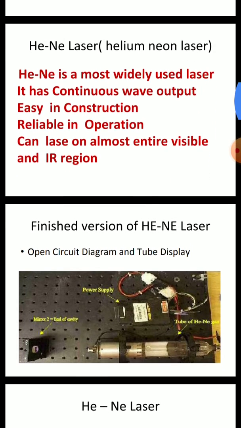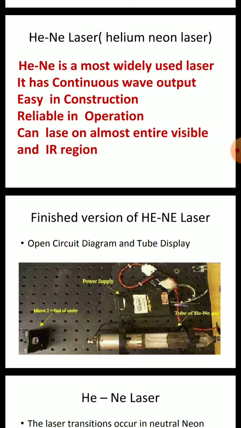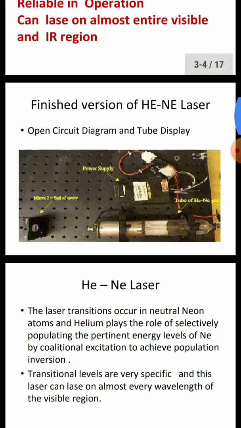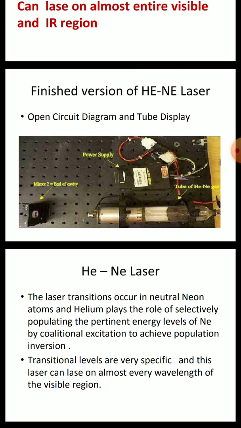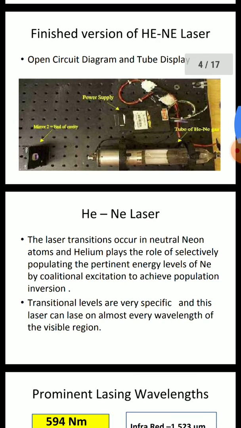You can see the figure here. It's a finished version of a helium neon laser showing you the tube, the power supply and the optical resonator cavity. In a helium neon laser, the transitions occur in neutral neon atoms, and helium plays the role of selectively populating the pertinent energy levels by collisional excitation to achieve population inversion.